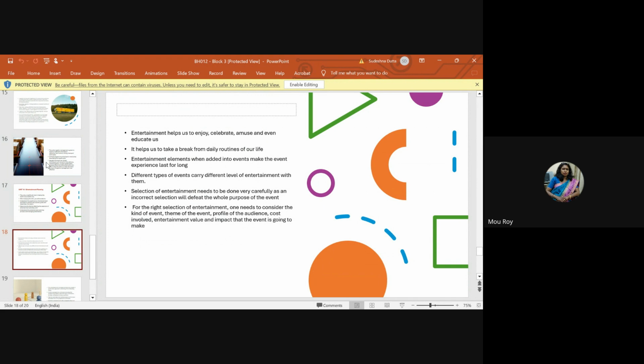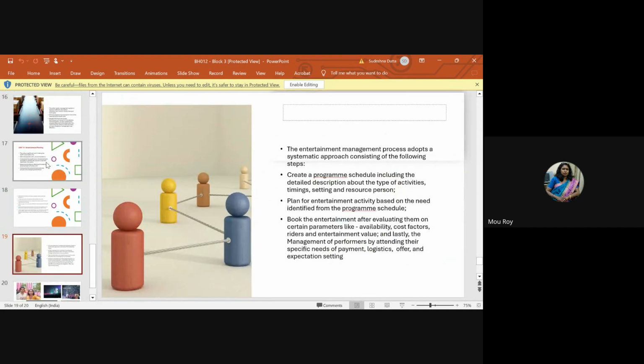Different types of events carry different levels of entertainment with them, and selection of entertainment needs to be done in an efficient, customized manner, so that incorrect selection does not take place. For the right selection of entertainment, one needs to consider the kind of event, theme of the event, the profile of the event, which we have already learned in previous classes, cost involved, entertainment value, and the impact that the event is going to make. Okay. So the last slide.